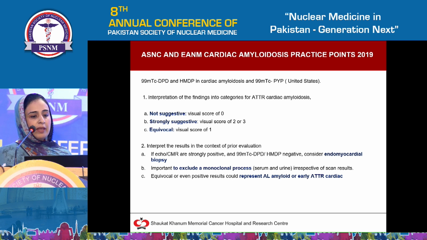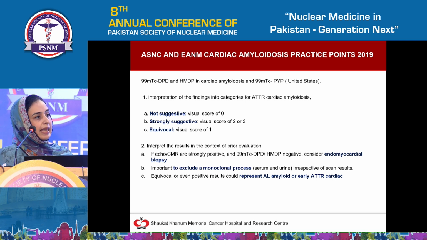Now, just a few points from the ASNC and AHA cardiac amyloidosis practical points. When reporting, this suggests that if you get a score of 0, you can just say it's not suggestive of amyloid disease. If it's grade 2 and 3, you can say strongly suggestive. Visual score of 1 is equivocal. You have to interpret these results in context of prior evaluation. If somebody's echo and cardiac MRI are positive, with a strong clinical suspicion, even if the scan is negative, then you would recommend myocardial biopsy.